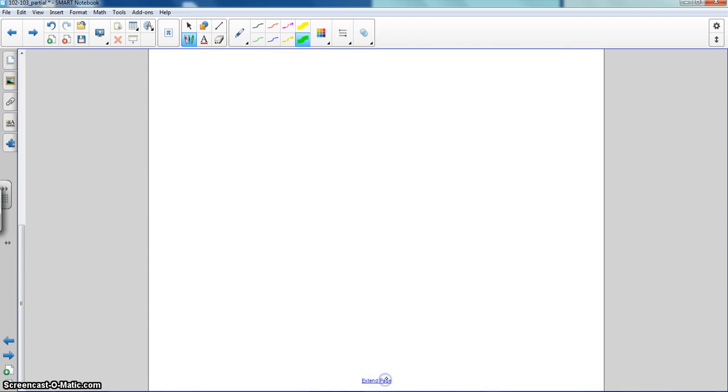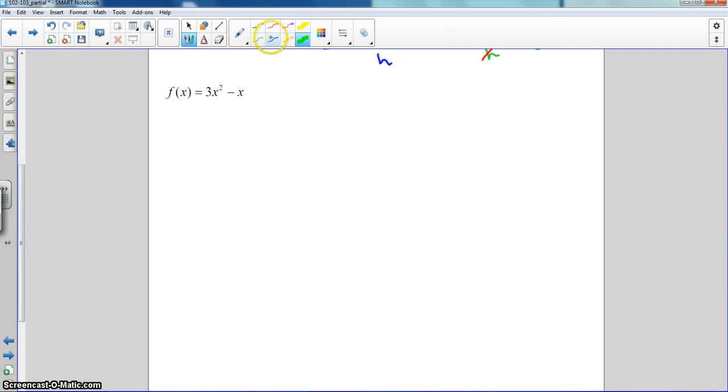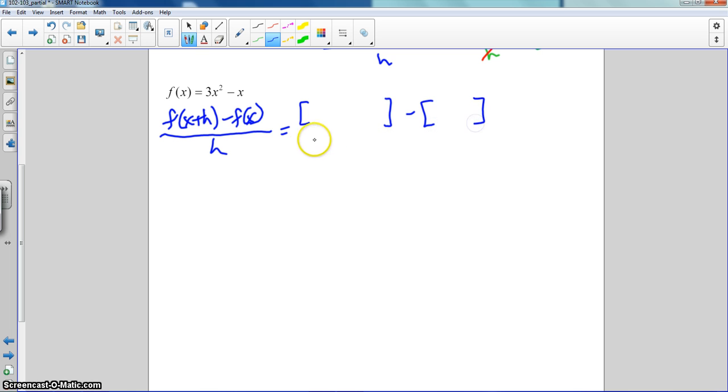Let's look at determining the difference quotient for this function. So again, I'm going to write the difference quotient down. So that's f of x plus h minus f of x all over h. Okay, and I'm going to set it up the same way. So I'm going to do bracket, and then minus bracket and bracket all over h. Now again, I have to replace every occurrence of x with x plus h, so I have two places where x occurs, so I'm going to have 3 parentheses x plus h squared.